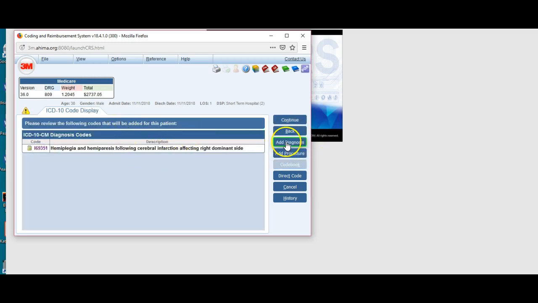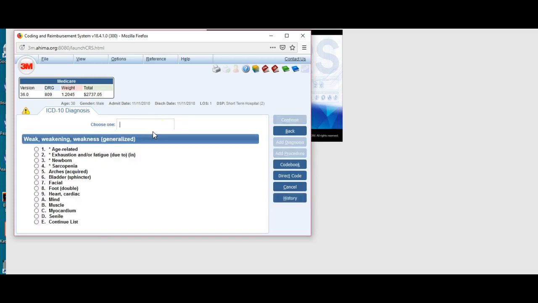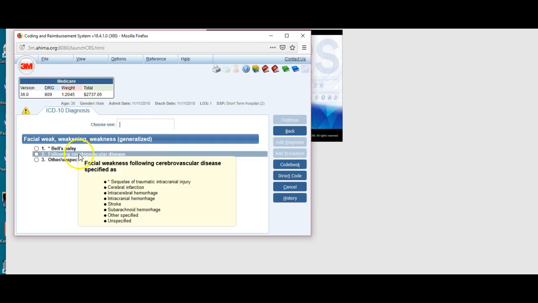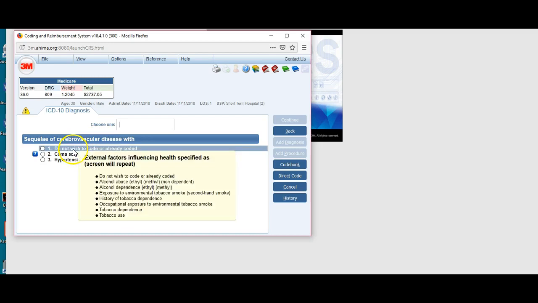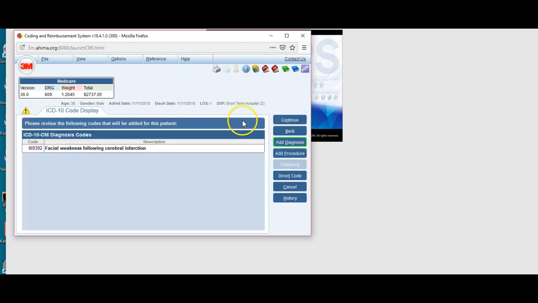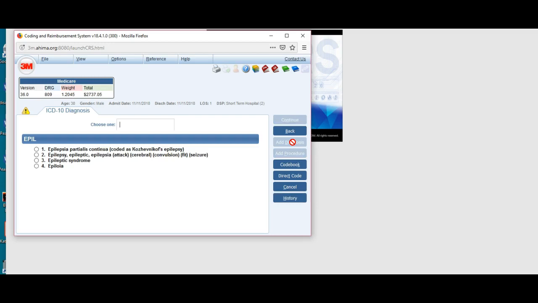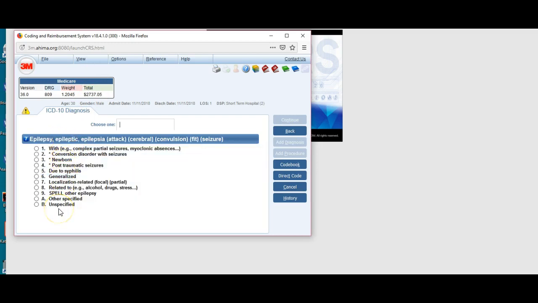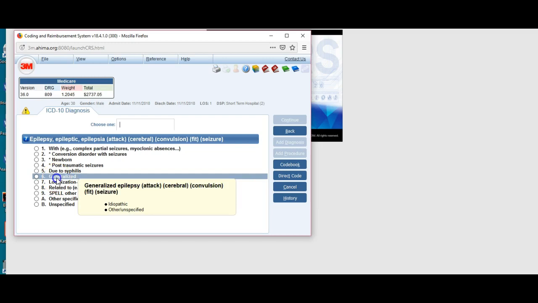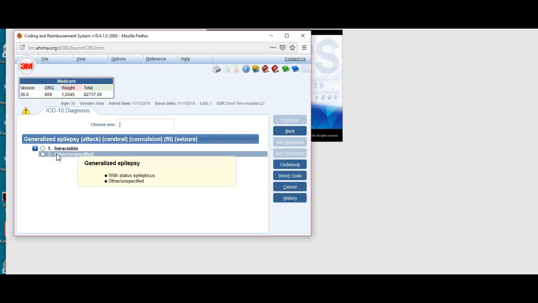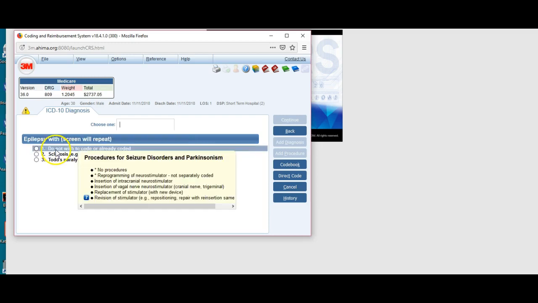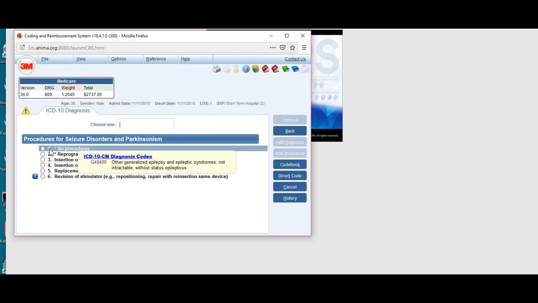So now we're going to do the facial weakness. Again, it's following cerebrovascular, following an infarct. We don't want to code. Now we have to code the epilepsy. If I can spell. So we're going to pick two. We don't know what kind of epilepsy, so we're just going to hit no.